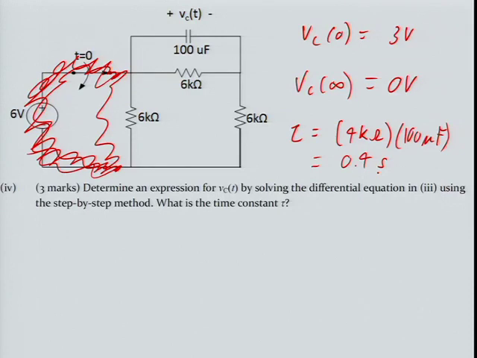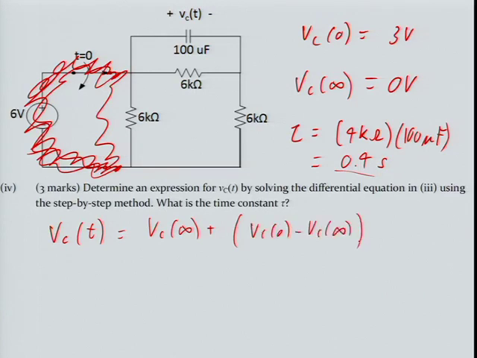Starts at 3, ends up at 0, and how fast does it get there? It's controlled by the time constant. So we remember, hopefully, that VC(t) is the final value plus the initial minus the final, e to the minus t on tau. We've got all of those things. This is 3 e to the minus t on 0.4 volts. 3 to 0 with a time constant of 0.4 seconds.